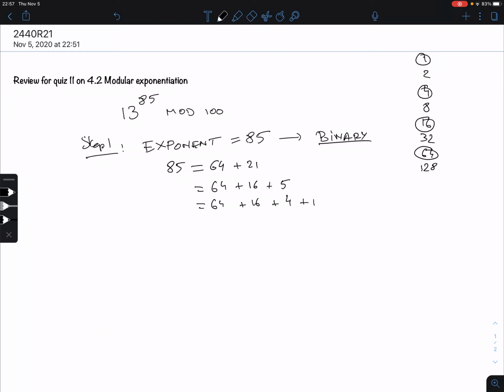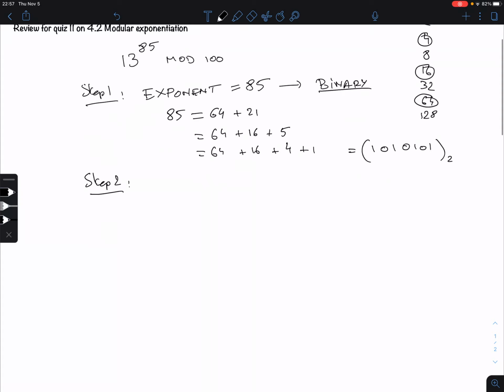It's not necessary, but let me clarify why this is binary. It tells me that I have a 1 for these three, a 1 for the 4, and 0 for the other ones. So in binary this would be 1, 0, 1, 0, 1, 0, 1. But what we really need is this. You should have seen it in the lecture video, but I'll do it again.